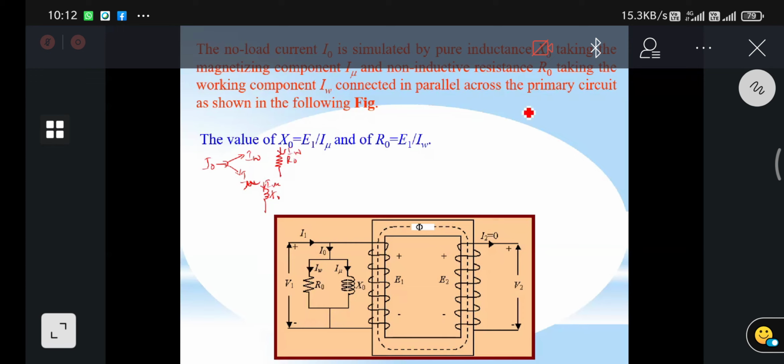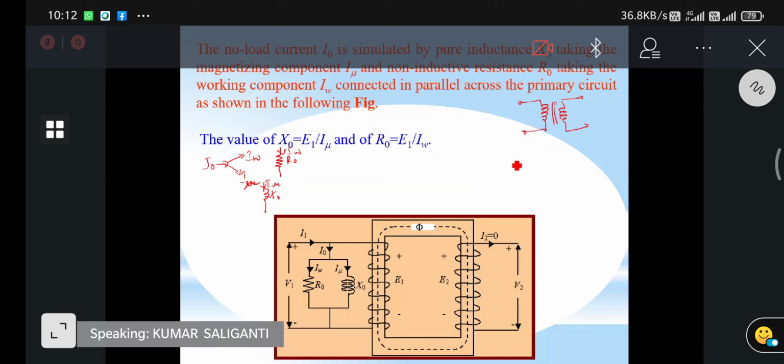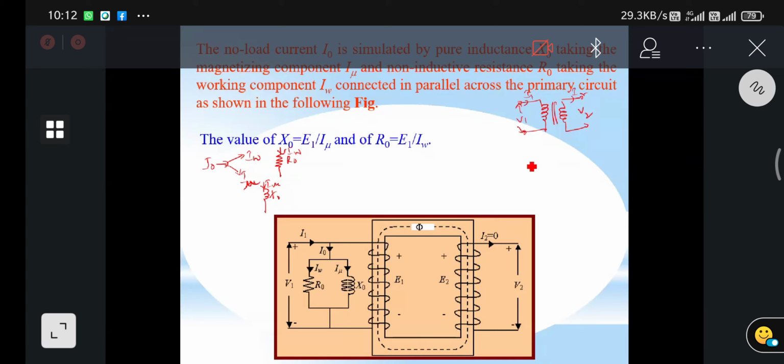Generally the transformer symbol will be like that. This is the air core transformer, and if you take the iron core, this is the iron core transformer. So this is the circuit symbol of the transformer. First of all, we have V1, I1, and here I2 and V2.